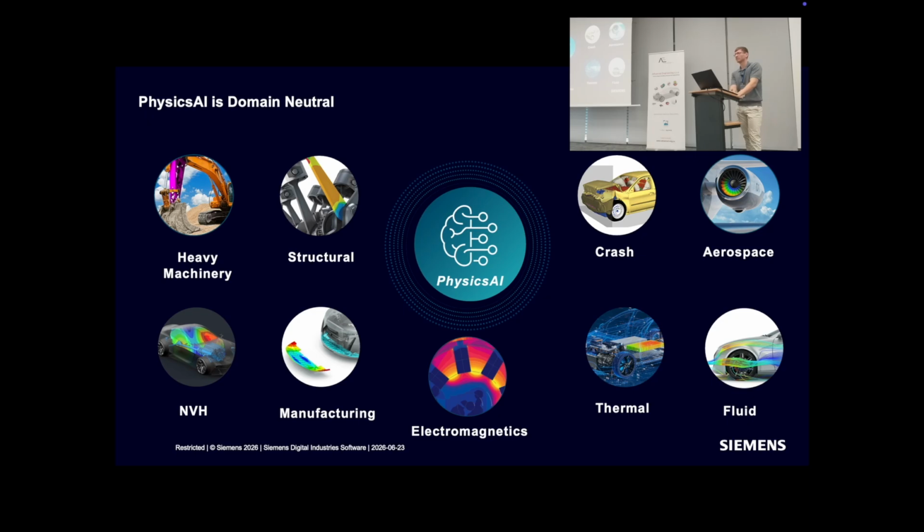Of course, physics AI is domain neutral, meaning it can be used across all these different industries and domains. So whatever results files we've got, we can handle them inside physics AI, we can train on them.